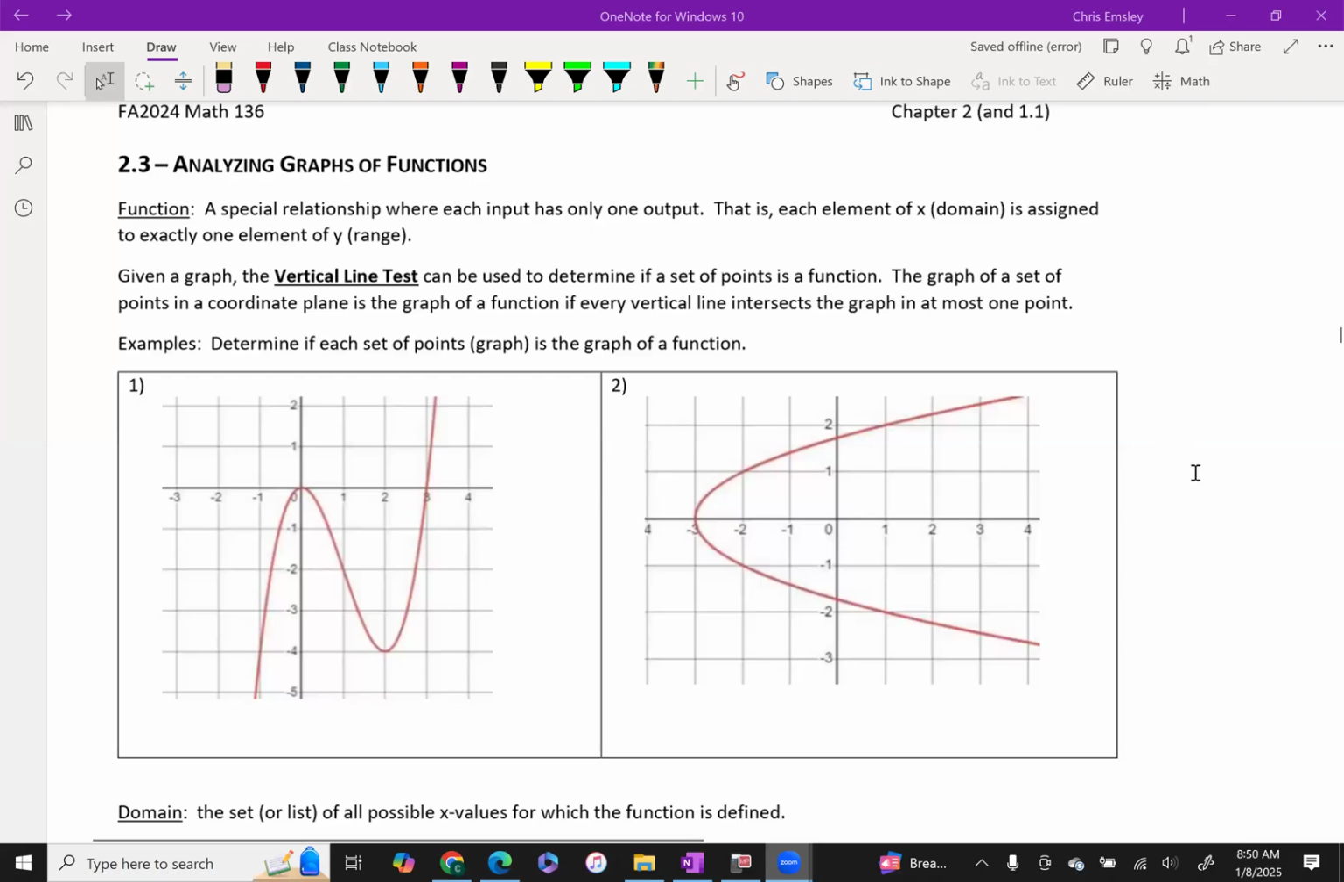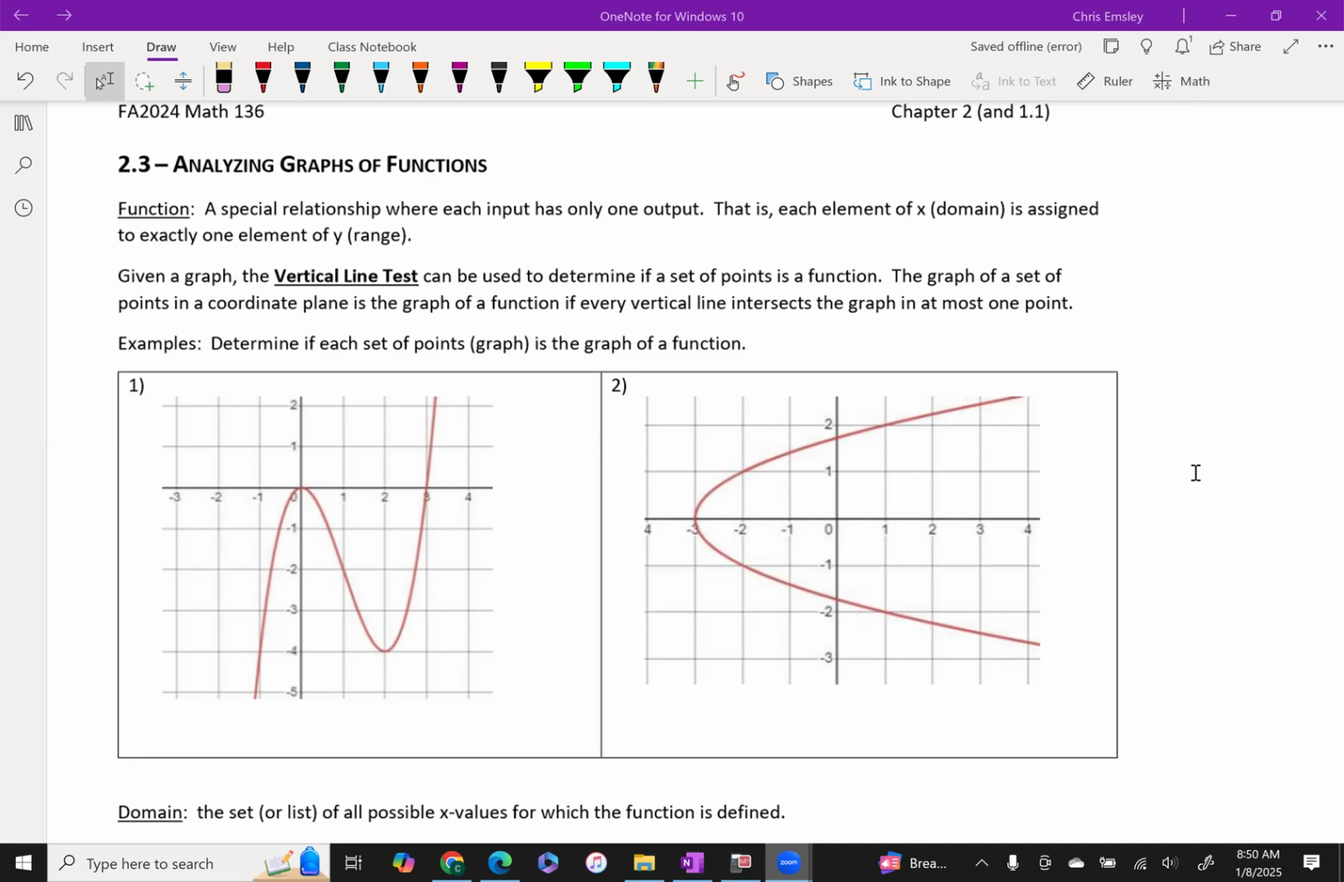In this video, we're going to cover section 2.3, analyzing graphs of functions. So we introduced functions and we talked about the definition, but we're going to recap it here. A function is a special relationship where each input has only one output. That relationship can be a table or an equation or even a description.